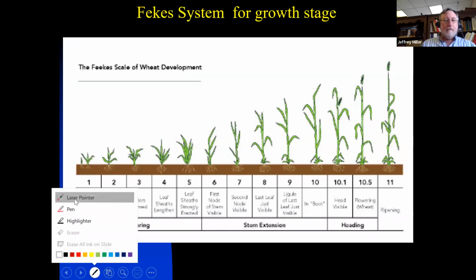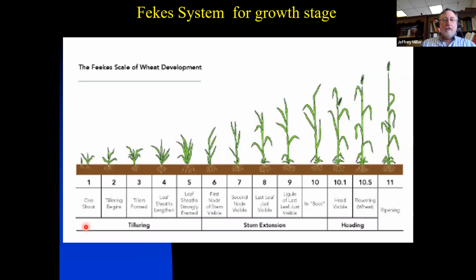It goes from 1 to 11. And 1 through 5 is the tillering phase. 6 through 10 is extension, and then 10 and above is heading and ripening. Some of the important parts are in this tillering phase. Hitting stage 6, you can see the first node visible on the stem. Boot stage, you can actually feel the head still in the stem, not yet emerged, but at the top of the stem.